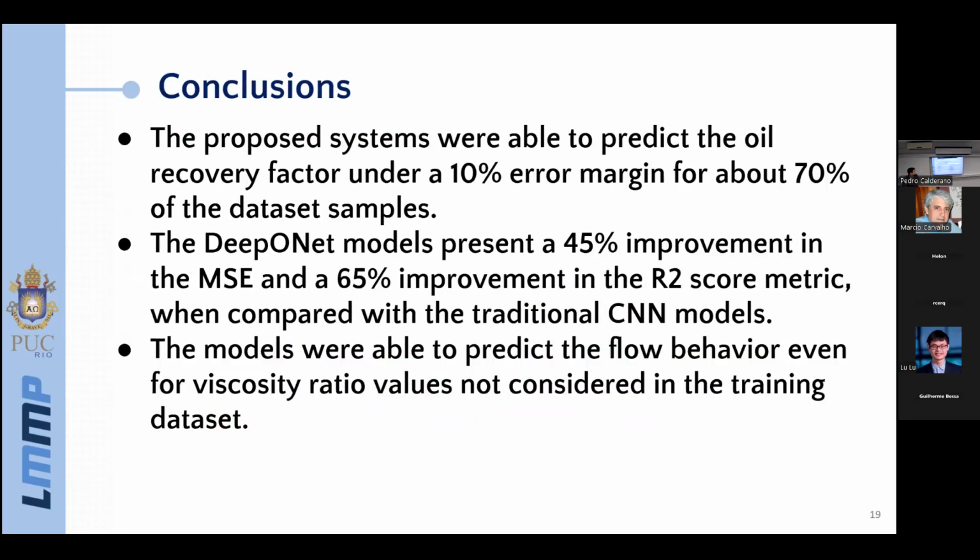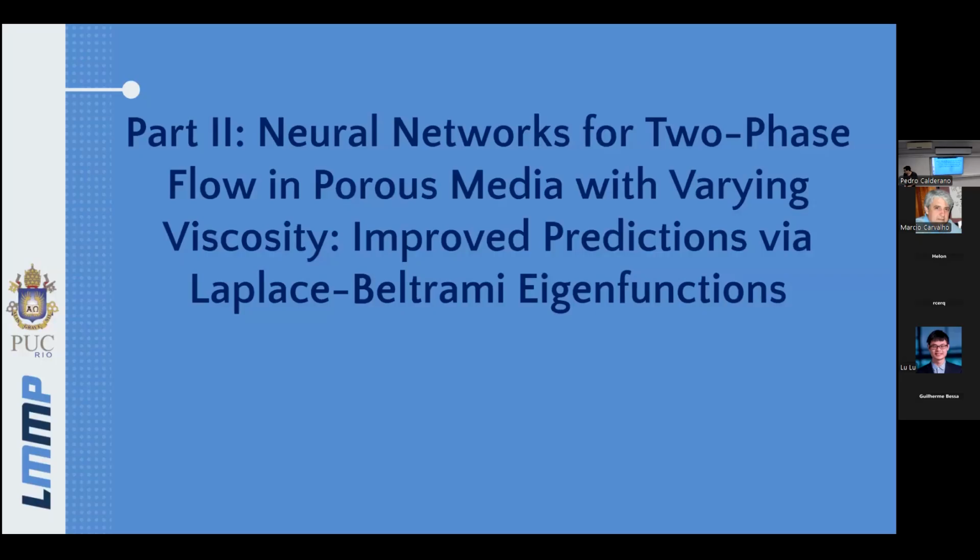So getting to the conclusions, the proposed systems were able to predict the oil recovery factor under a 10% error margin for about 70% of the dataset samples. The DeepNet models present a 45% improvement in the mean squared error and a 65% improvement in the R squared metric when compared with the traditional CNN models. And finally, the models were able to predict the flow behavior even for viscosity ratio values not considered in the training data set. So getting to the second study.